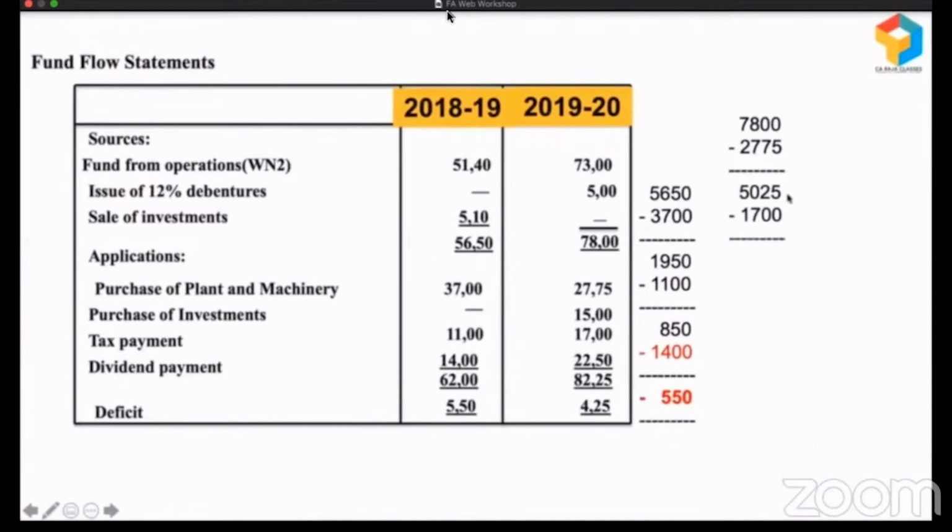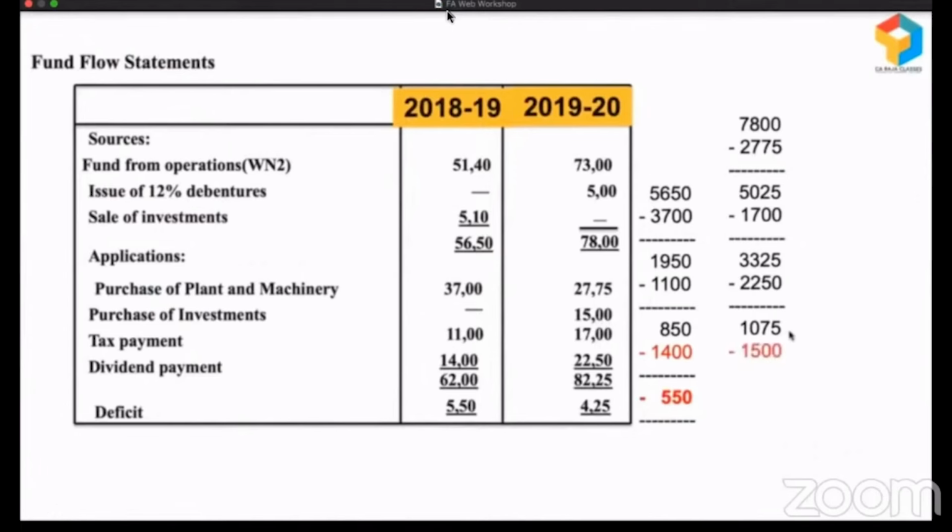So from 5,025 taxes paid, what is left over now? 3,325. From that, they want to pay dividend. Okay, let them pay 2,250. It means the balance left over is 1,075. At this point, they should have put a break. But what they did, they went and purchased an investment of 1,500 when they are left with the funds of only 1,075.